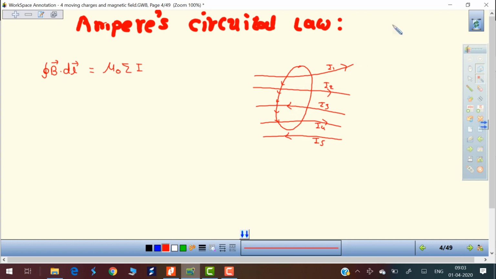Similar to that, if you remember, integral of E dot dA for a closed surface, this is for a closed loop, this is for a closed surface, is equal to sigma q upon epsilon naught.